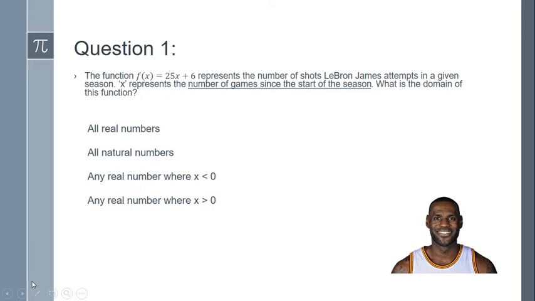The function f of x equals 25x plus 6 represents the number of shots LeBron takes during a given season. X represents the number of games since the start of the season. What is the domain of the function?